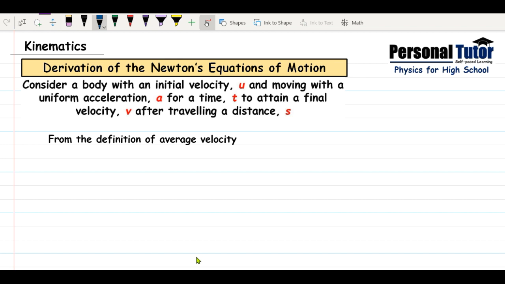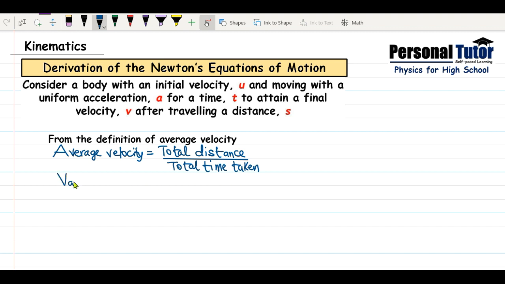The mother equation was actually found from the definition of average velocity. During lesson number 2, average velocity was defined as the ratio of the total distance to the total time taken. Okay, so mathematically, let's have this be the average velocity, and it's equal to total distance, s, divided by the total time taken, t.